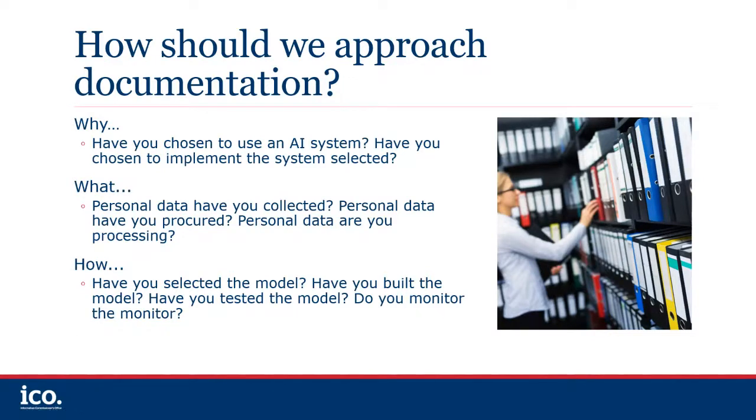Article 22 of the GDPR gives individuals the right not to be subject to solely automated decisions producing legal or similarly significant effects unless certain conditions apply. It obliges you to adopt suitable measures to safeguard individuals, including the right to obtain human intervention, to express their view and to contest the decision. This means you need to document how you will do this.